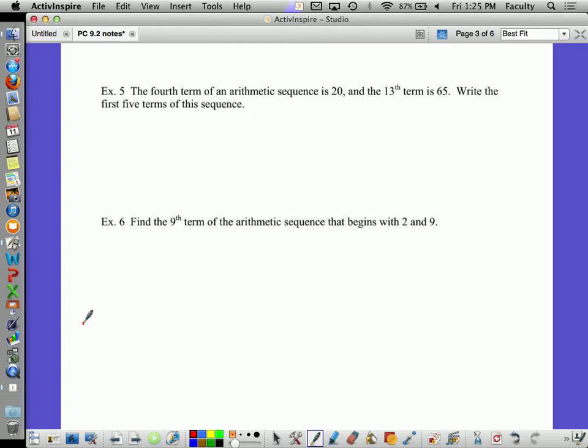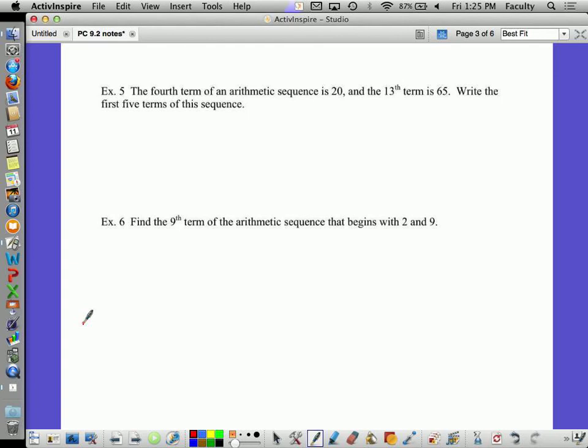Well, I took a sub 13 is 65 and a sub 4 is 20. So that's a difference of 9. So I did 65 minus 20 divided by 9 to find the common difference, which was 5. And then I know the fourth term was 20, so then I did 5 more and then went 5 back for the ones before. Awesome.